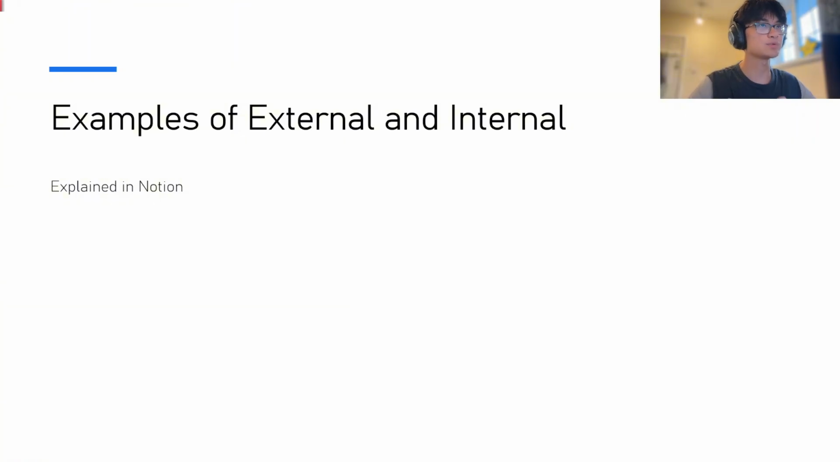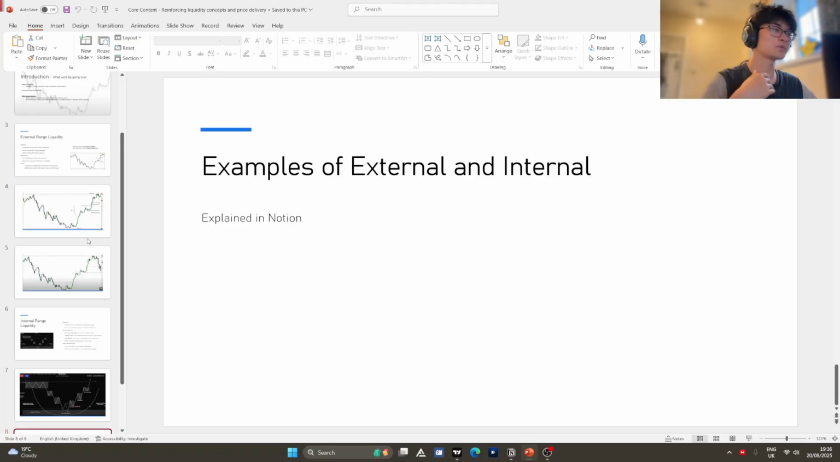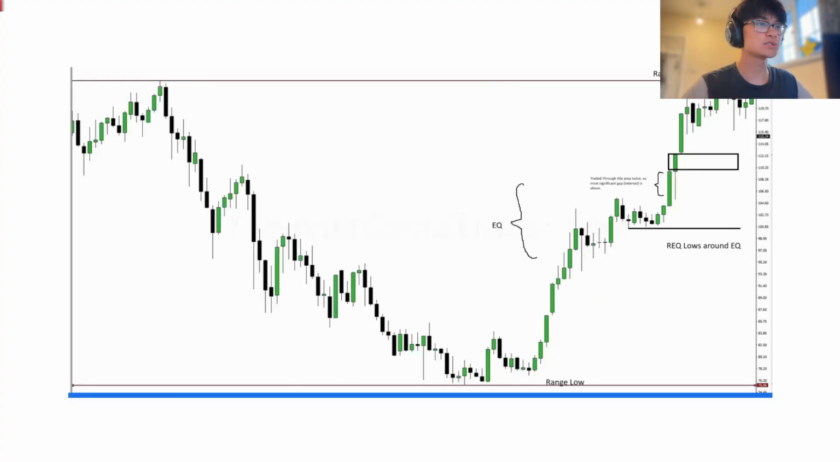So examples of external and internal. We're going to be using ICT's external and internal examples. What ICT talks about here, I'm just going to go through it really quickly, is this external range low. Over here is your external range high. As soon as we come back over here and take out the external range high, this becomes our new external range high, right? Pretty simple. So there's swing lows here, here, relatively equal lows here, your fair value gap here, and your external range liquidity here.